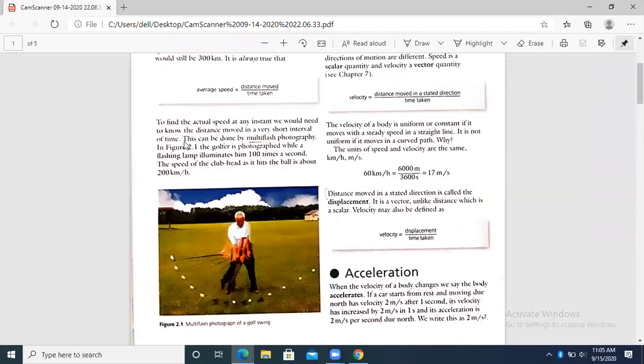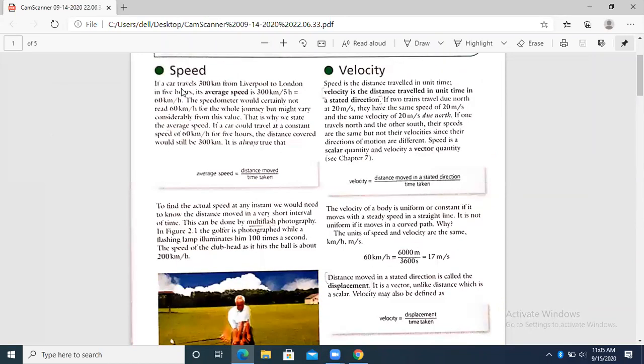So, firstly, we want to study speed. They are saying here with one example, if a car travels 300 kilometers from Liverpool to London in 5 hours, it took 5 hours for reaching 300 kilometer. Its average speed is 300 divided by 5. You come to the calculator, it equals 60. So 60, the unit is kilometer per hour, because it is distance by time, the distance unit is kilometer and the time unit is hour.